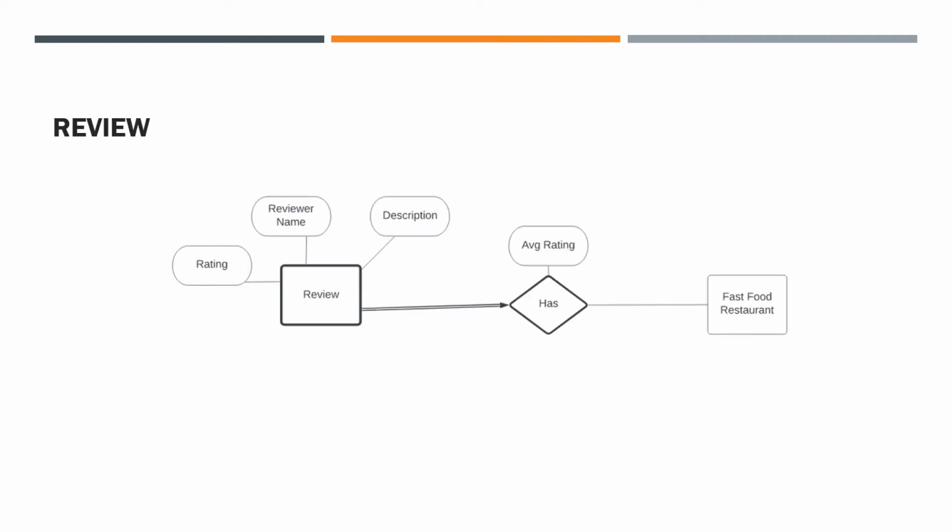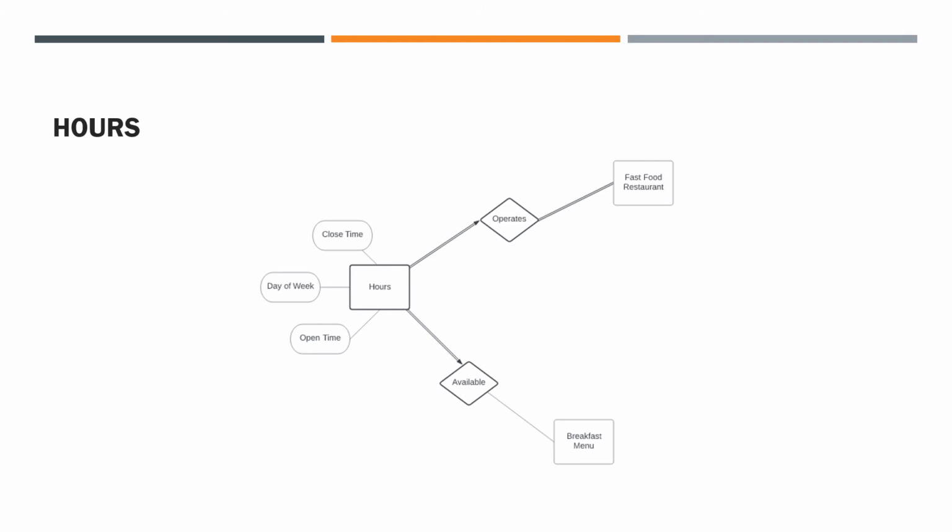Our next entity will be the review. The review consists of a rating, a reviewer name, and a description. Each restaurant can have multiple reviews, and each review belongs to a restaurant. We also keep track of the average rating in this relationship.